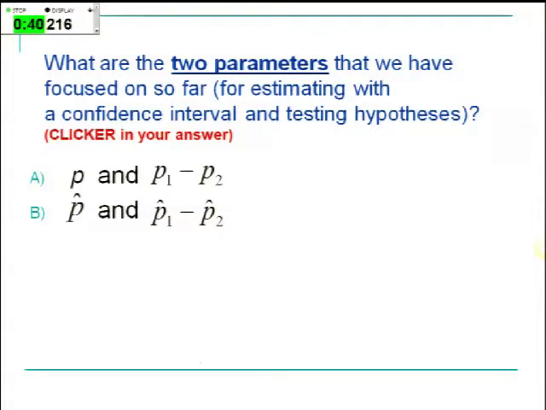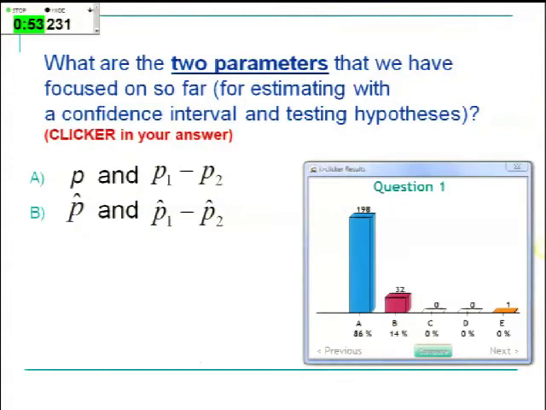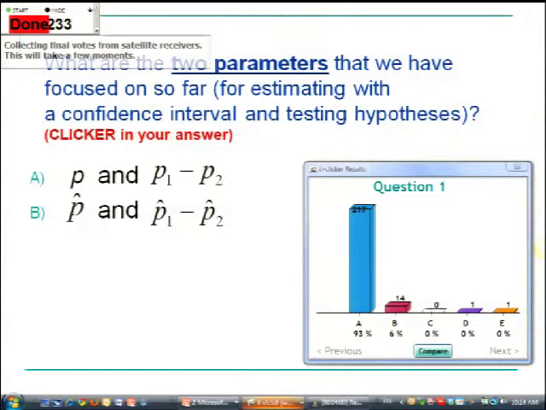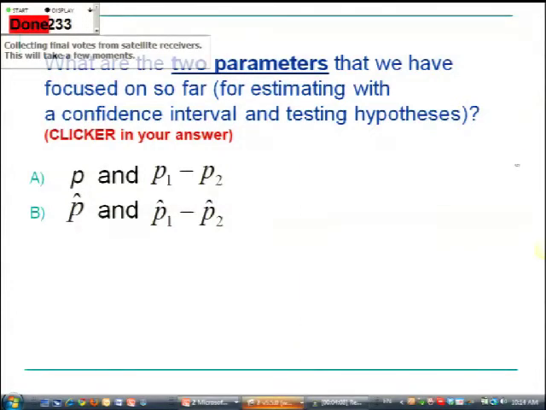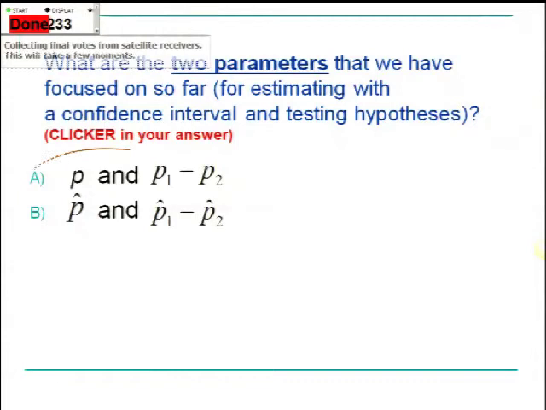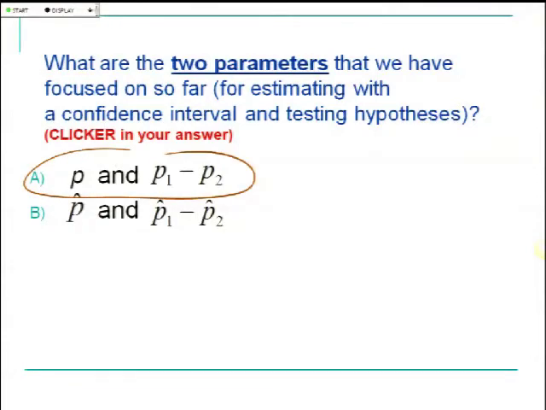It's about a 70-30 split right now. And although one of those parameters you won't be tested on Thursday night, the other one you will. And there's still about 12% of you who are getting it backwards. Better, all right. But indeed, which ones are the parameters? A, P, P1 minus P2. These other guys down here in B, those are the statistics.